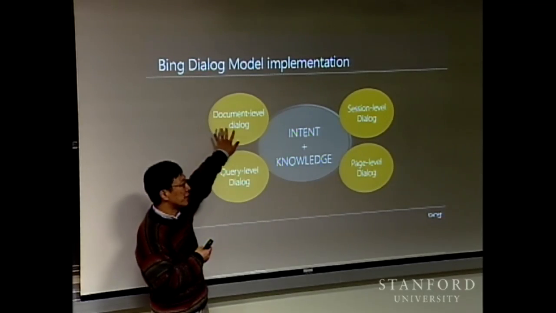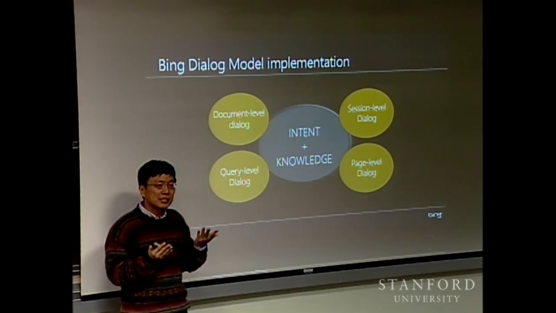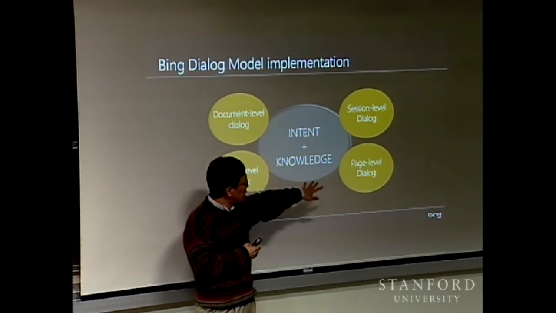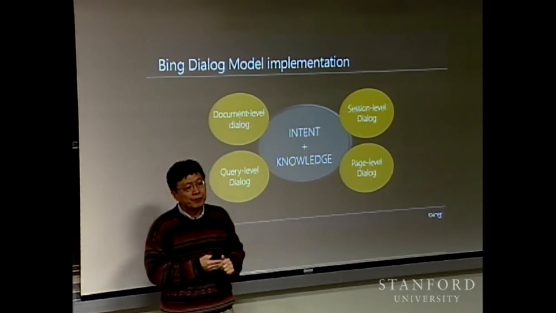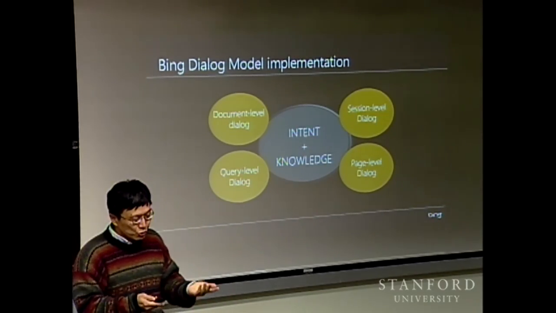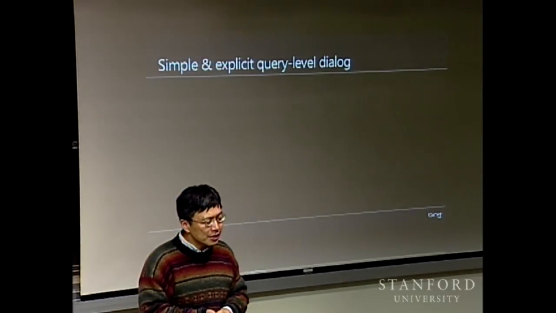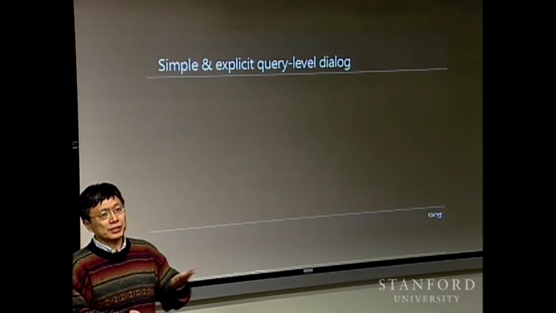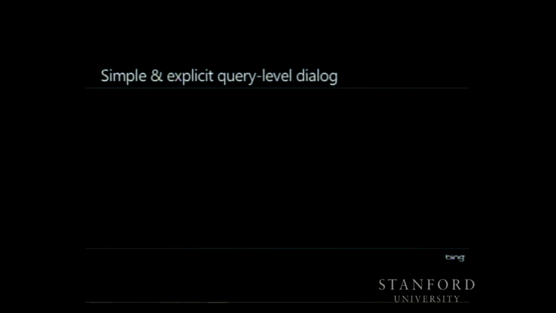They could be at the document level, and you can say a lot of things about the URL and the documents. It could be query level, page level, or session level. So those are different things. I'll show you some very simple examples here, starting with something you should be very familiar with if you use a search engine: a simple and explicit query-level dialog.